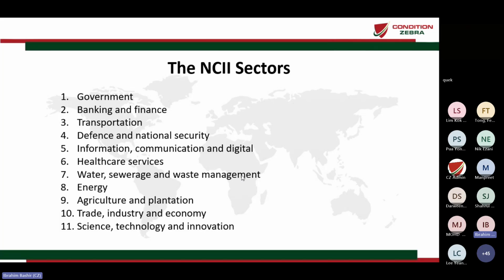Agriculture and plantation, of course, this has to do with food security, right? Especially for a country like Malaysia, whereby it's a huge exporter of agricultural food like palm and all those, right? This has to do with national security as well. So trade, industry, and economy, this one also, all those organizations or institutions that participate in or handle trade for the country or the industry or the economy, right? Science, technology, and innovation. So this one is also very self-explanatory, right?